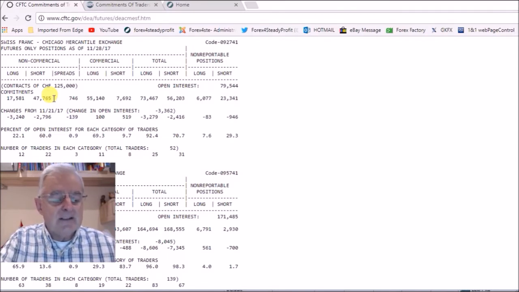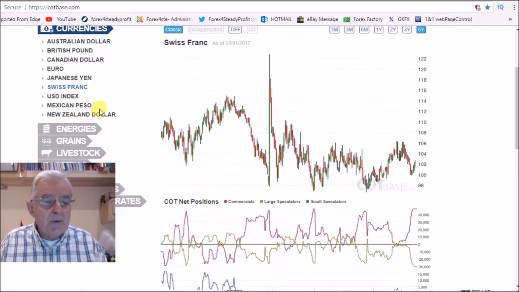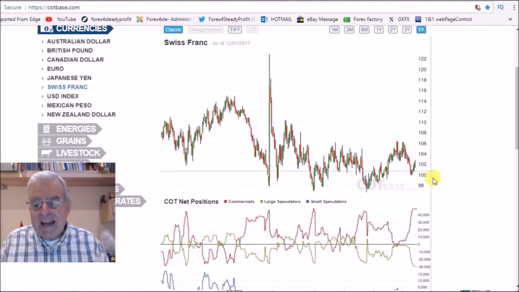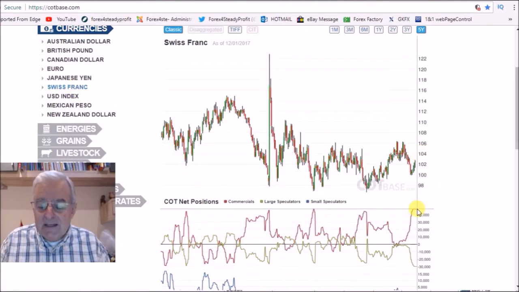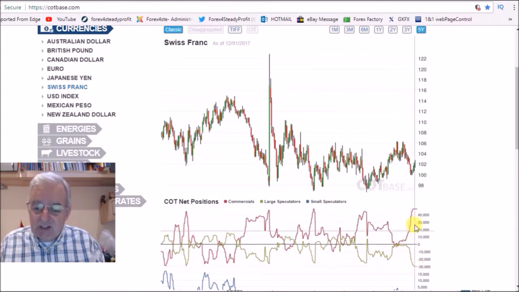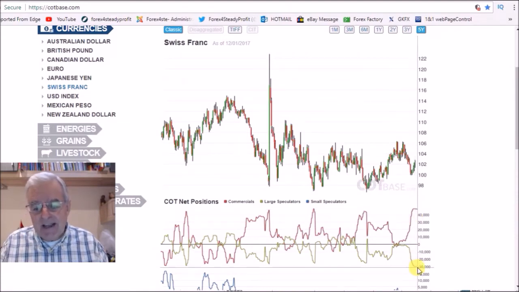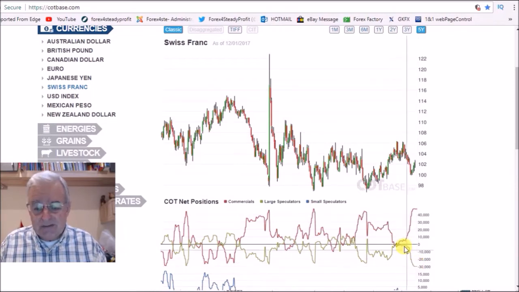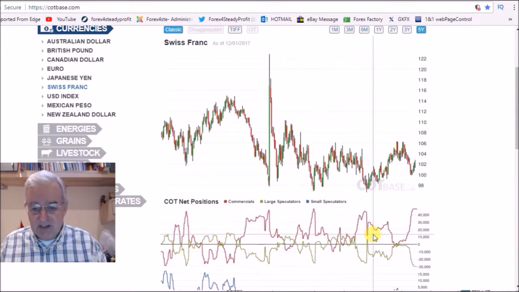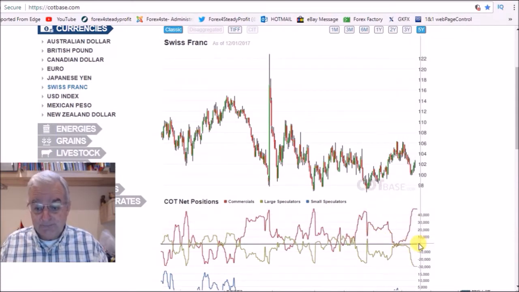So there is a divergence between the two, and we will have a look now on the graph to see how that pans out. Okay, so this is the Swiss franc, and this is a graph of the commercials, which are in red, and the speculators, which are in green. And as you see here on the graph, the commercials and the speculators have taken directly opposite positions. And as you can see, the commercials are at an extreme.